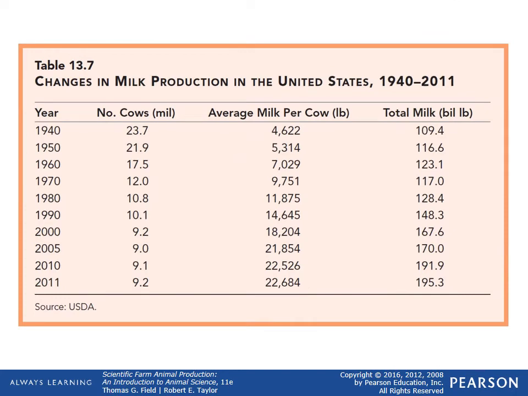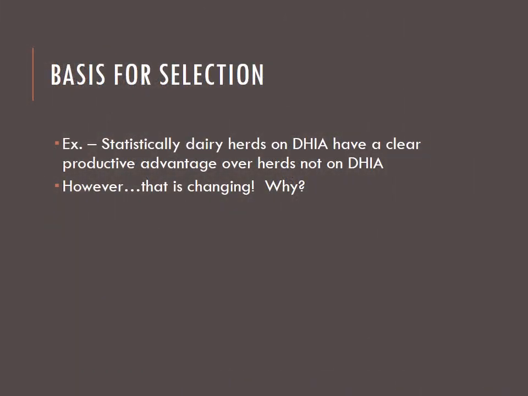Changes in milk production, I mentioned this earlier. You can review this on your own time. Again, I mentioned statistically herds on DHI have a clear production advantage over herds not on DHI. I'll show you a chart here in a second. I say, however, that's changing. And why? Because of automation, because of data collection at the farm level, not necessarily data collection on the national level.